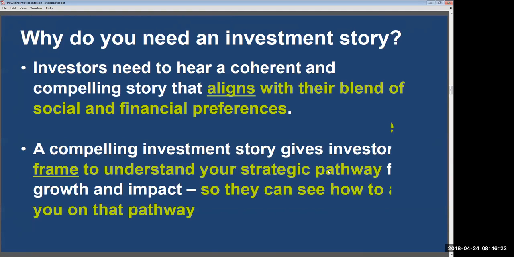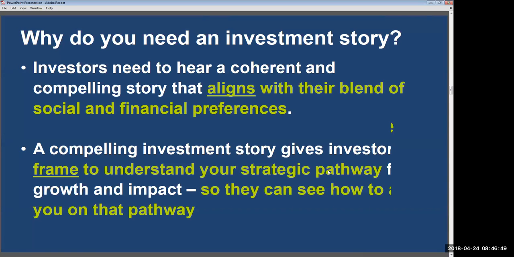But what you have to do is try to figure out what is the thing that they are looking for, either because they're interested in it or because they've made a promise to their own investors that that's what they're trying to invest in, that aligns with what you're doing and that is compatible. If you do that well, it gives them a frame to understand the rest of what you're going to tell them, and it helps them understand how their capital is aligned with your objectives.